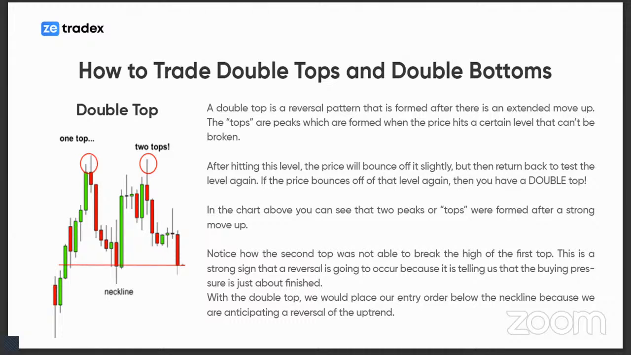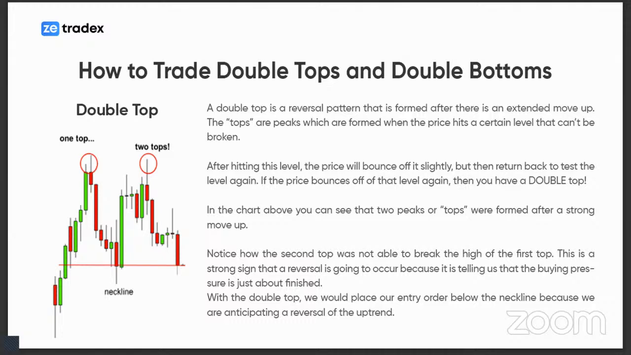So how to trade double tops and double bottoms? We see that double tops are very important strategies when it comes to maximizing profit potentials. Of course, from the diagram above, we're seeing a downtrend, and we saw a bit of a push up back to the neckline. And of course, the double top is more like a reversal pattern that is formed after there is an extended move up. The tops are peaks, which are formed when the price hits a certain level that can be broken.